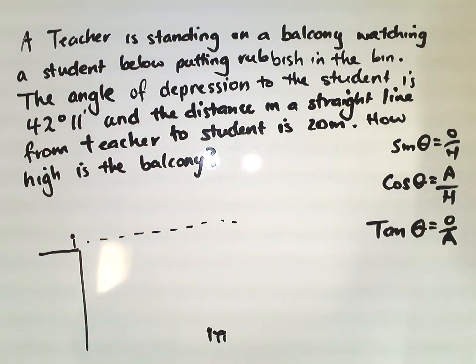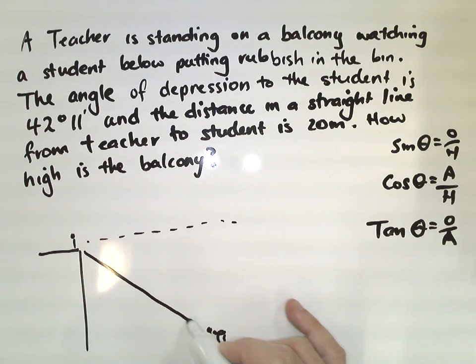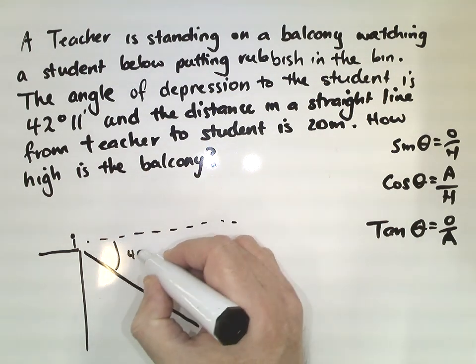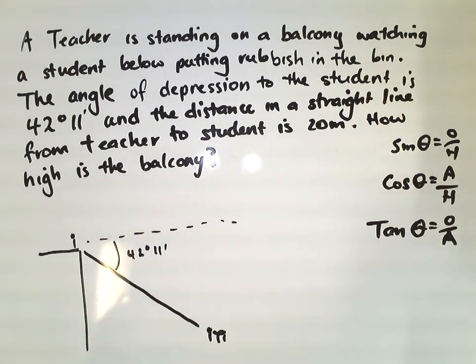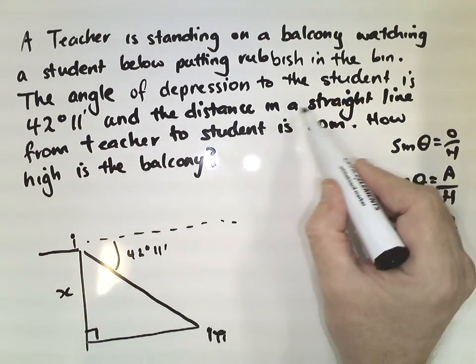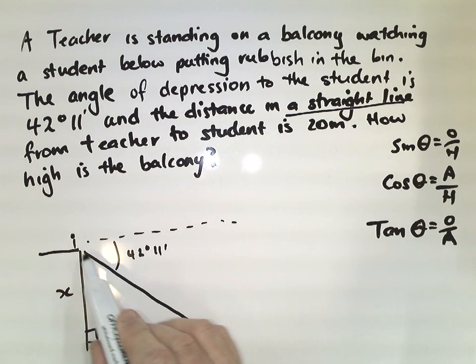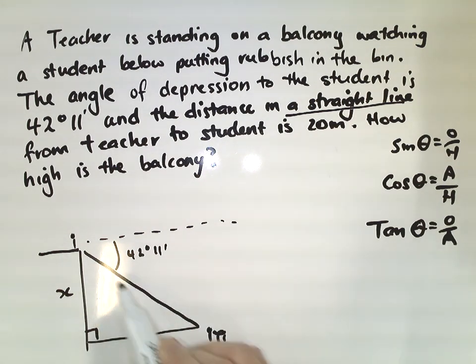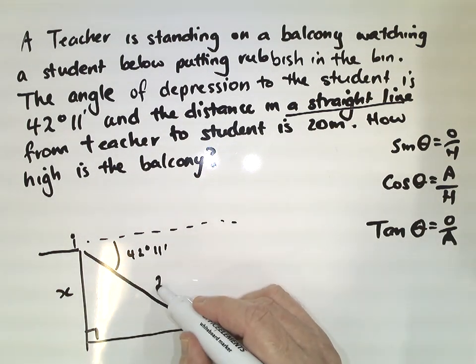And it says that the angle of depression that the teacher is looking at the student is 42 degrees and 11 minutes. Now, if we think about this, what have we got and what does it want us to find? So I'm going to draw this in, put in my right angle. It wants to know how high the balcony is, so I'm going to call that X. And then it's this part that's important in this question, the distance in a straight line. So it is actually this side that they're giving us, and they're telling us that that is 20 metres.